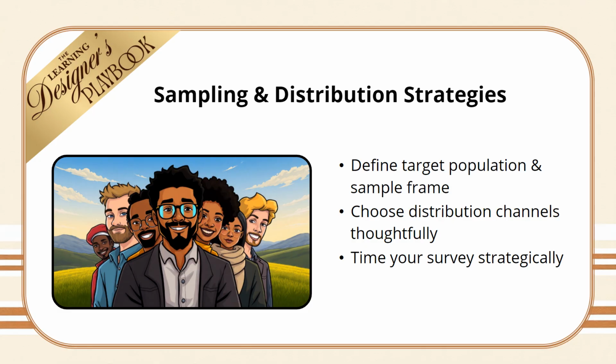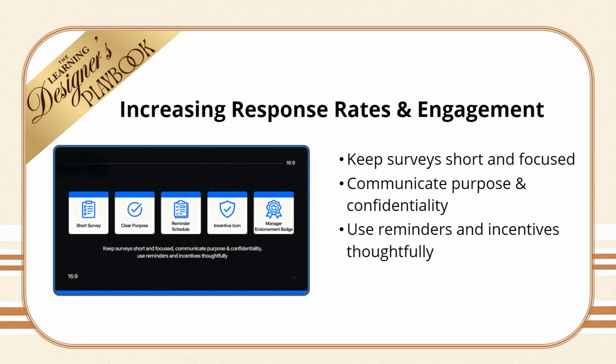Ensure anonymity while allowing subgroup analysis. Communicate how results will be used to build trust. High response rates improve confidence in your findings. Keep surveys short, ideally 5 to 12 minutes.